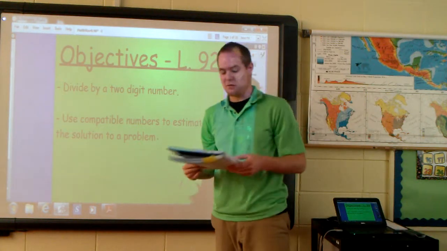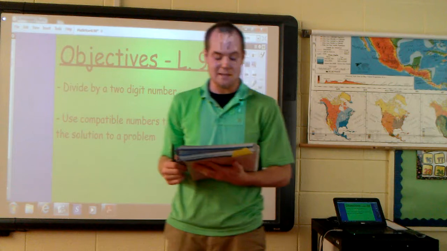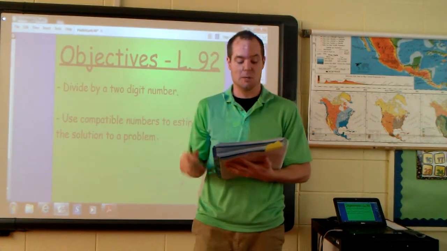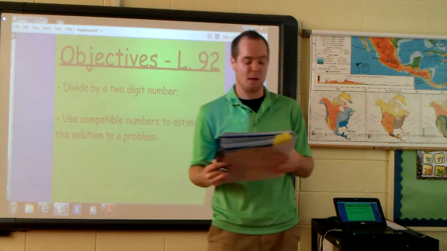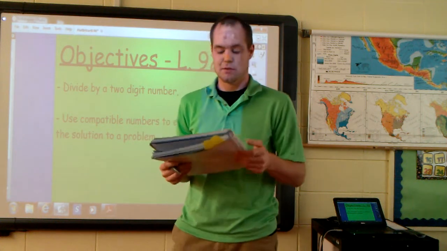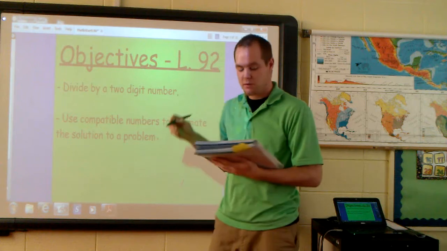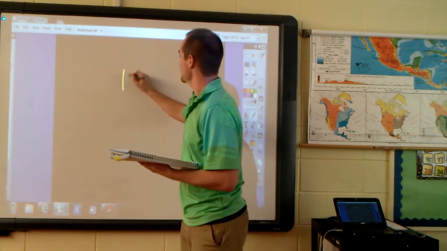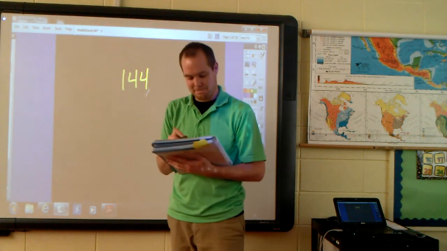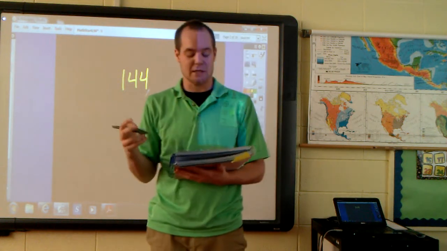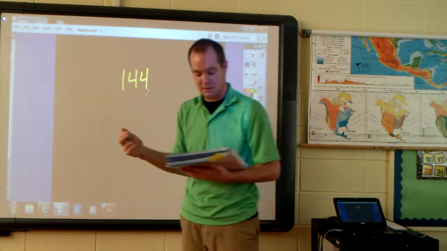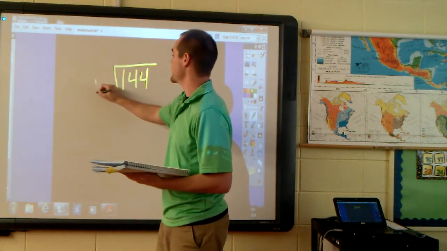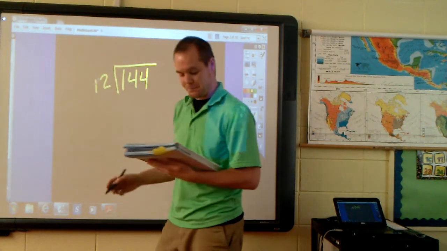Alright, on page 605, the new concept says, in this lesson we will begin by dividing by two-digit numbers. Dividing by two-digit numbers is necessary to solve problems like the following. 144 players signed up for soccer. If the players are separated into 12 equal teams, how many players will be on each team? We'd of course take 144 and divide it by 12.